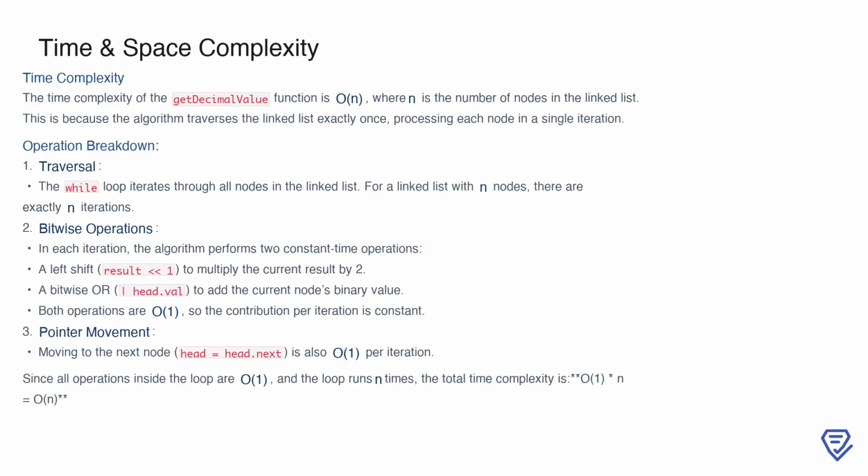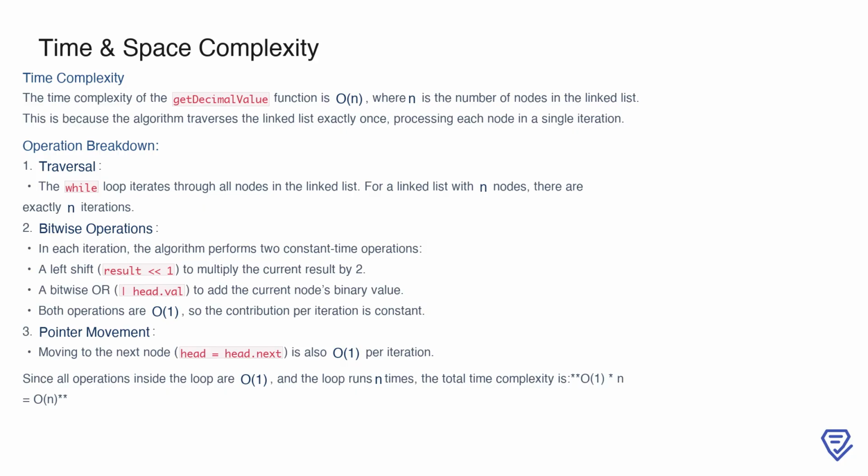The time complexity of the getDecimalValue function is O(n), where n represents the number of nodes in the linked list. This complexity arises because the algorithm traverses the linked list exactly once, processing each node during a single iteration. Let's break this down further.